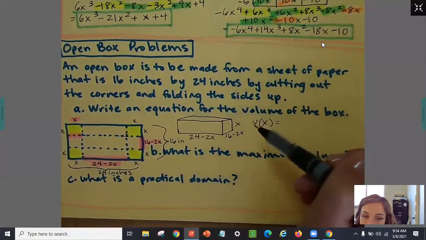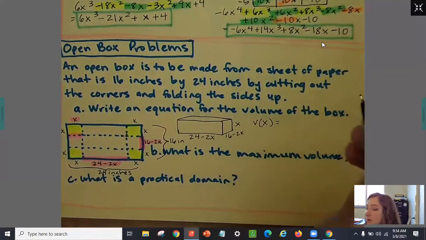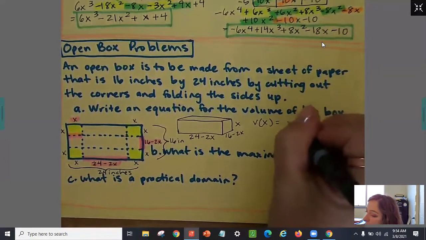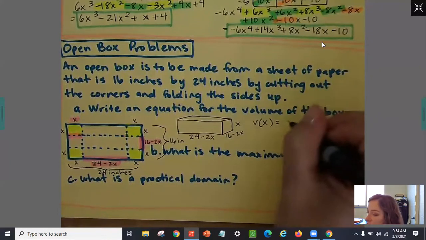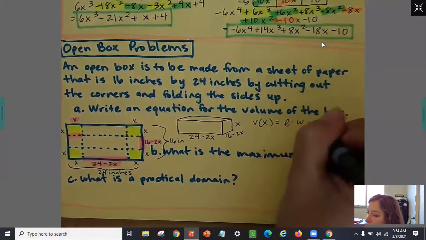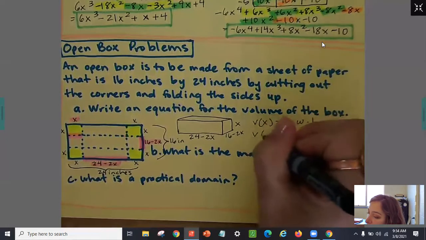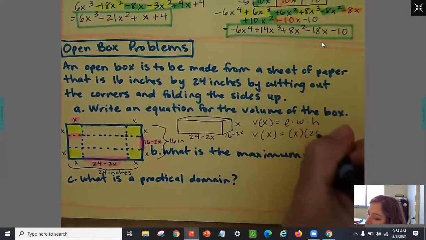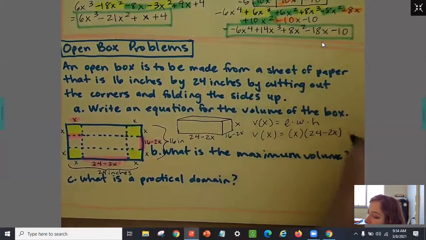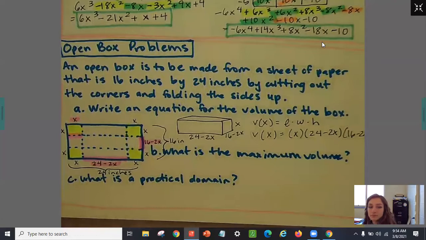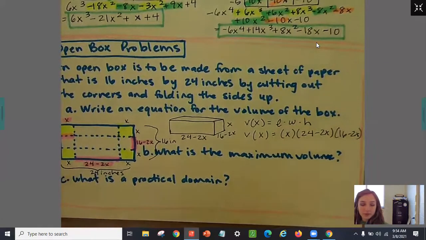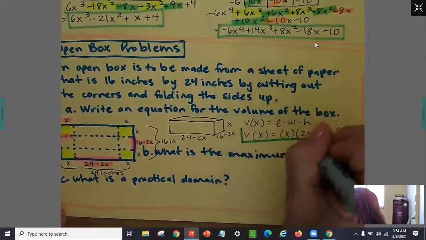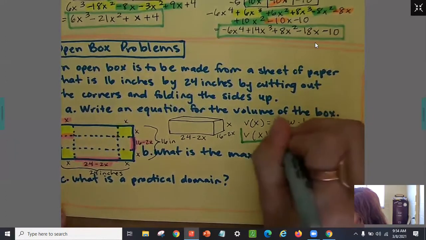Okay, so now we can write the volume of our box. We're just going to write this as V of x, just like a function. And this is going to be length times width times height. So the volume of our box is going to be x times 24 minus 2x times 16 minus 2x. There we go. And this is just the volume of our box. So we're just going to leave it like this in its factored form.